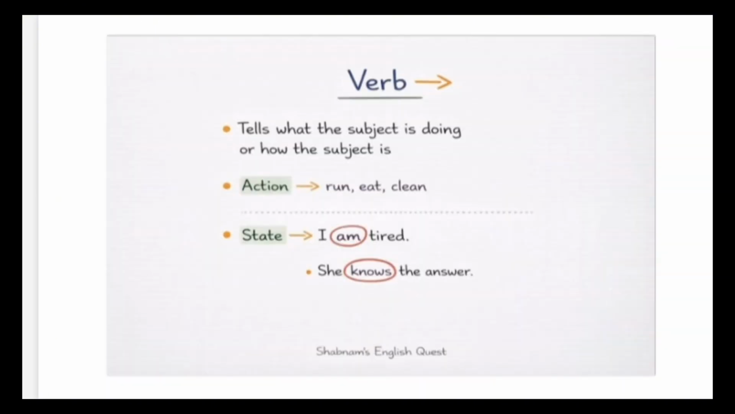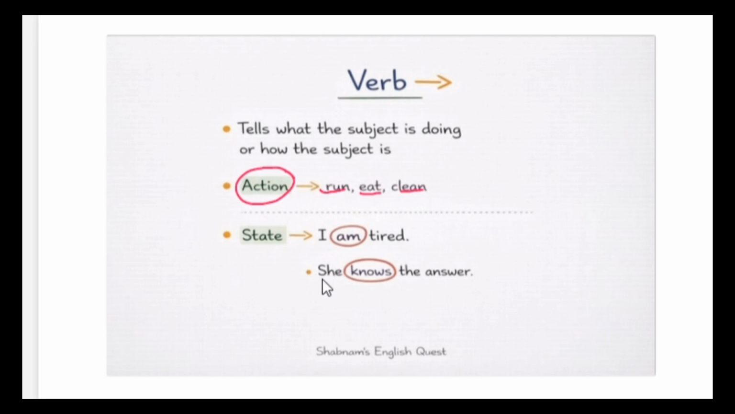Now let's move on to the next part of speech, which is verbs. Verbs tell us what is happening in a sentence or they tell us the condition of the subject. Most of the time, verbs show actions like run, eat, clean. These are actions, so they are verbs. But sometimes verbs do not show action, they just show a condition or state. For example, if I say I'm tired, there is no action here, but am tells us the condition.